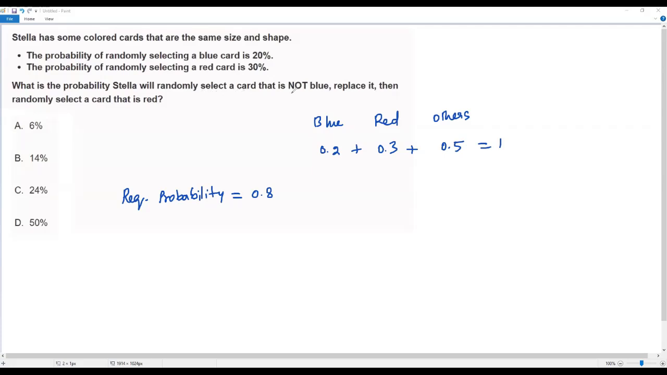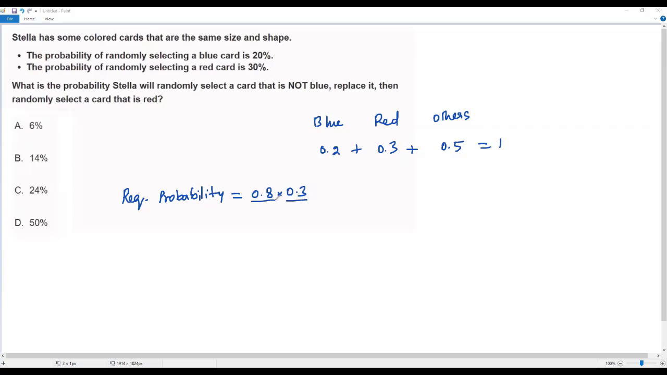Okay, now let's consider the important part here, that is, replace it. Replace it means the first card which has been selected has been replaced, so the total number of cards will not change. So selecting the first card and selecting the second card become independent events. When I select the second card, which is red, whatever probability I have here, I will have the same probability, because the total number of cards has not changed because of the replacement. Now when I select the second card randomly and it is red, the probability for that is 0.3. So times 0.3.